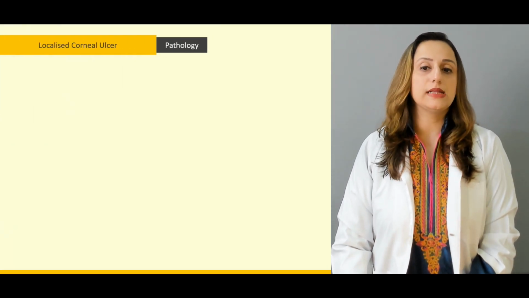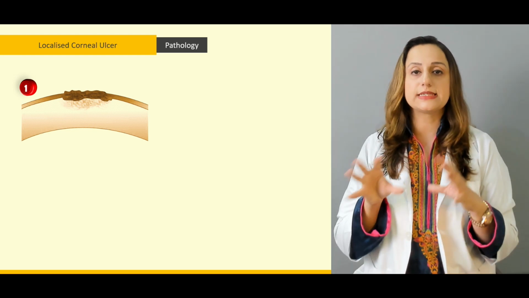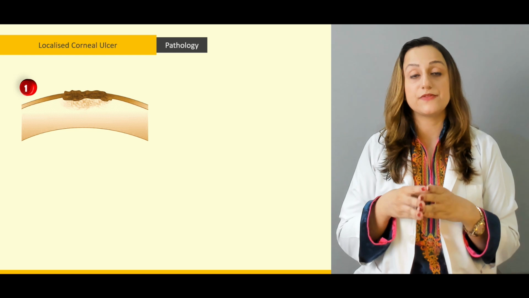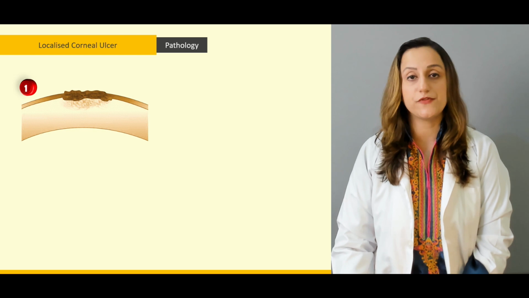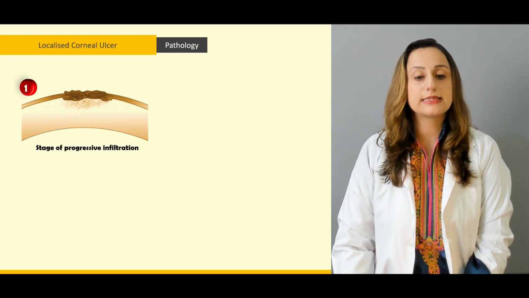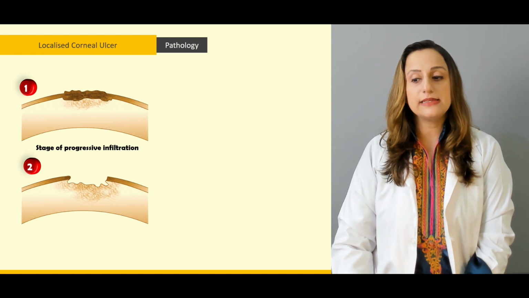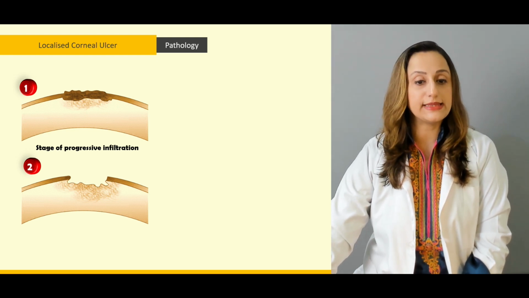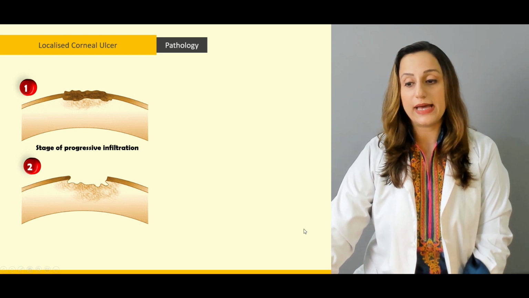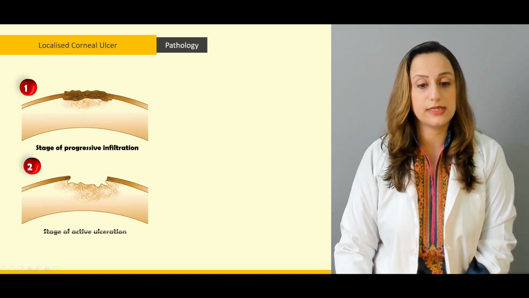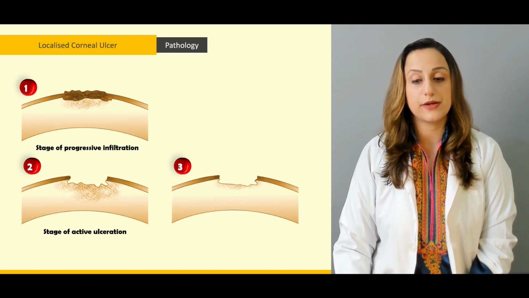In the localized corneal ulcers that you usually observe, what are the different stages of the pathologies over here? As we've already discussed, there is a stage of inflammation. That is the first pathological stage over here, the stage of progressive infiltration that you can appreciate. And then finally, when there is a breach in the epithelium that is observed quite significantly, that is known as the stage of ulceration in these patients. That is the active ulceration which starts from here.